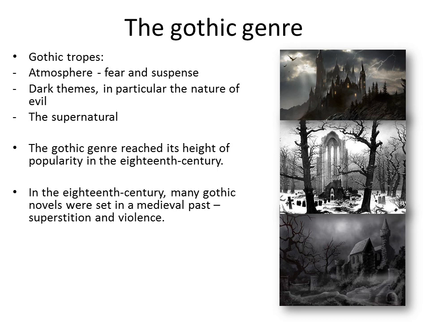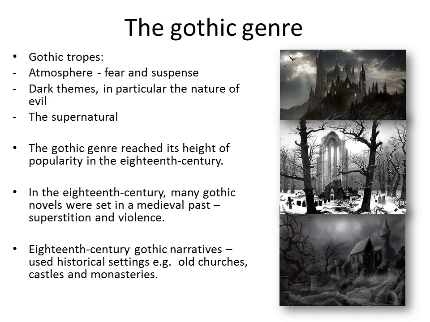In the 18th century, many Gothic novels were set in a medieval past, a past portrayed as an era of superstition and violence. 18th century Gothic narratives therefore typically centred around historical settings, such as old churches, castles, and monasteries.